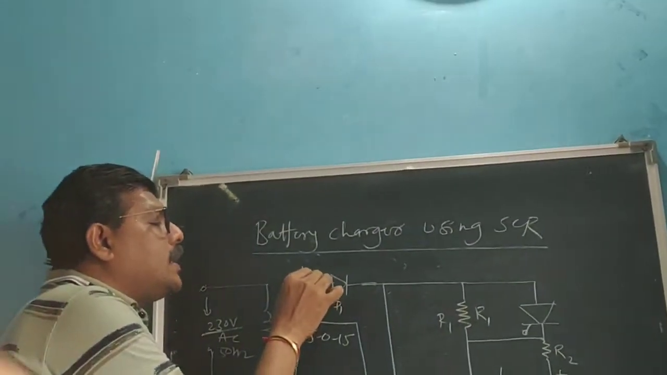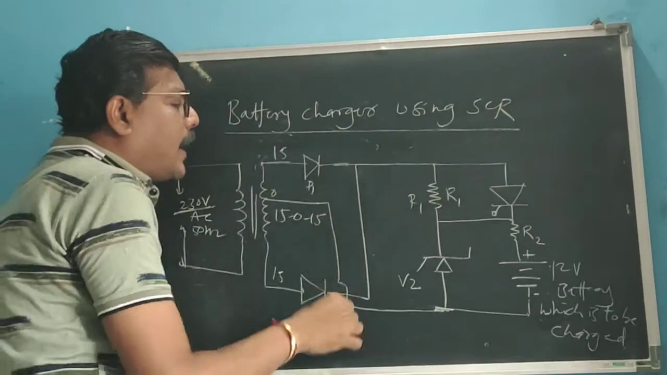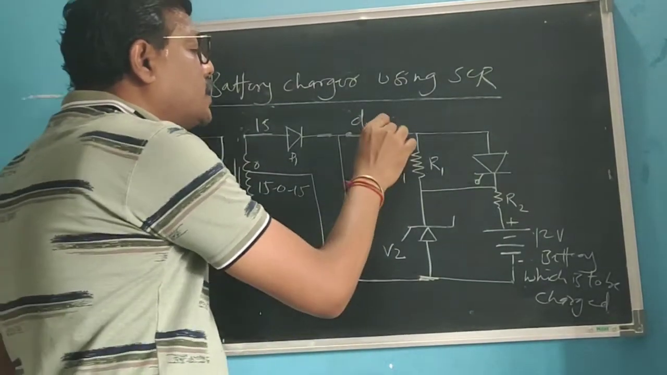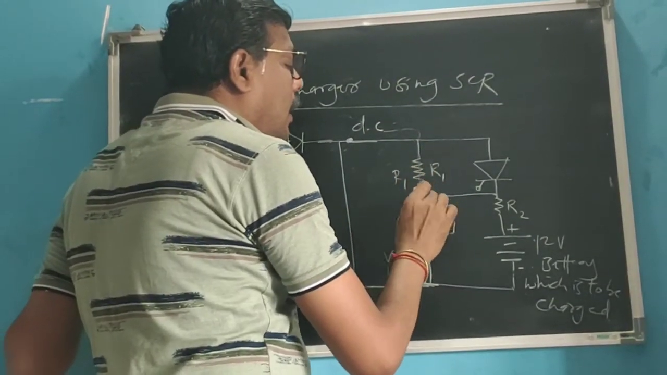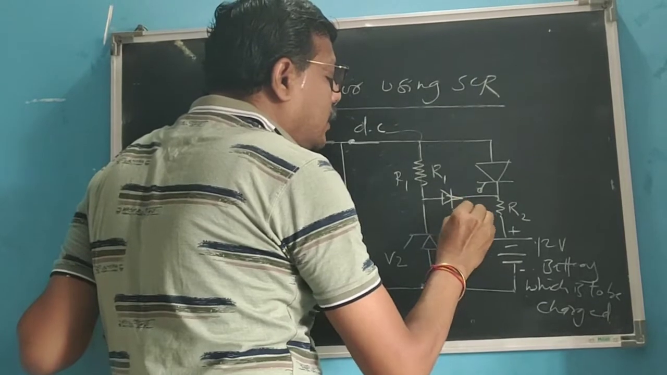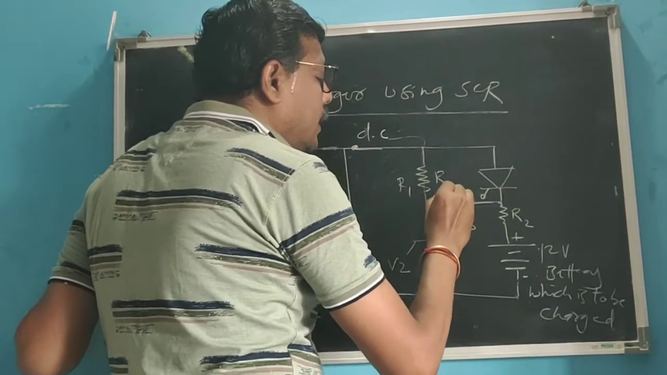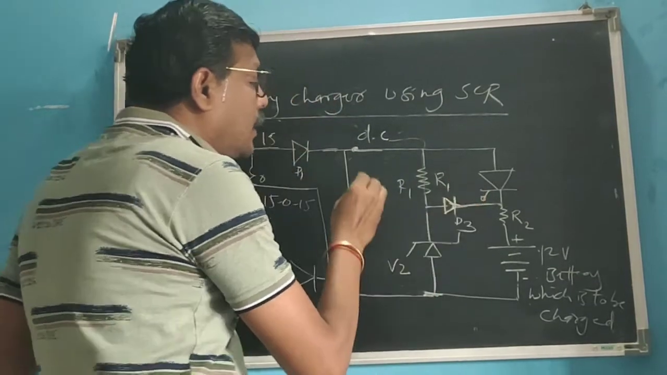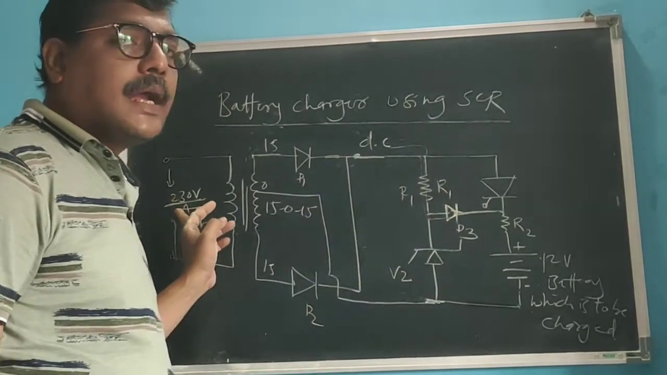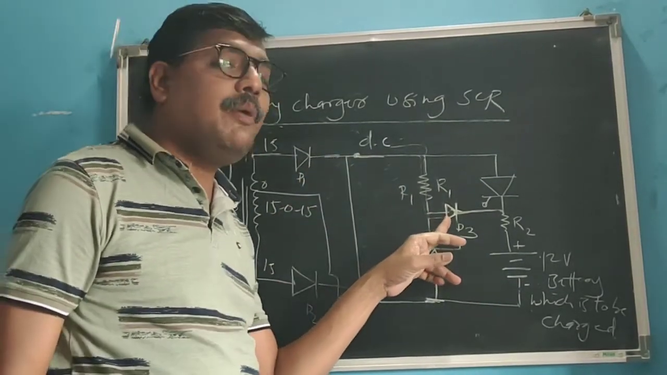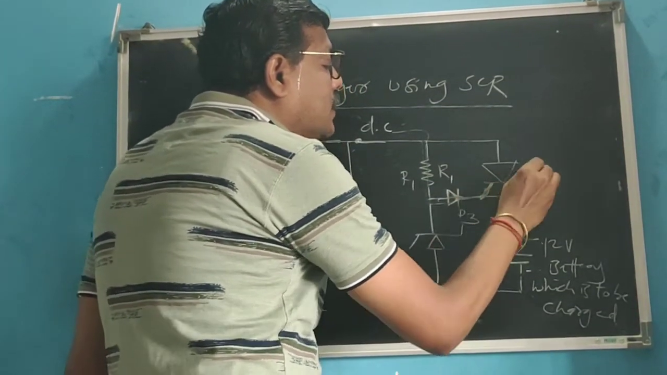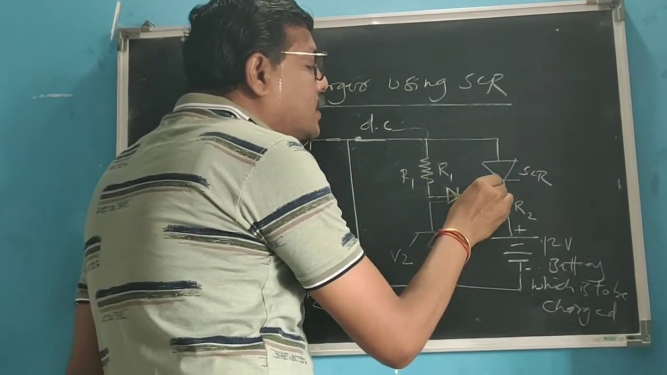So this is the step down AC of 15 volt, which is given to the rectifier, and at this point we get the rectified DC. That rectified DC is given through the diode, and the diode present here is called D3. The DC is given through R1 and diode D3. The diode D3 conducts during the positive half cycle of your rectified DC. It conducts only during the positive half cycle. As it conducts, it provides the triggering pulse to the SCR. As the triggering pulse is provided to the SCR, the SCR will conduct.